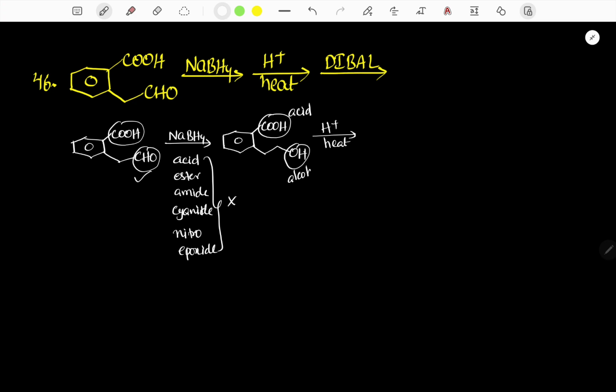Acid plus alcohol in the presence of acidic medium. So esterification is possible. 1, 2, 3, 4, 5, 6 membered ring esterification. That means a lactone. A 6 membered lactone is formed.